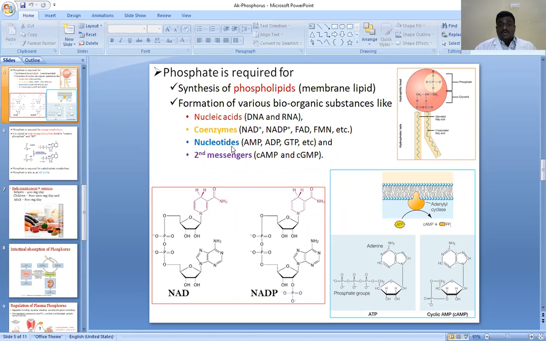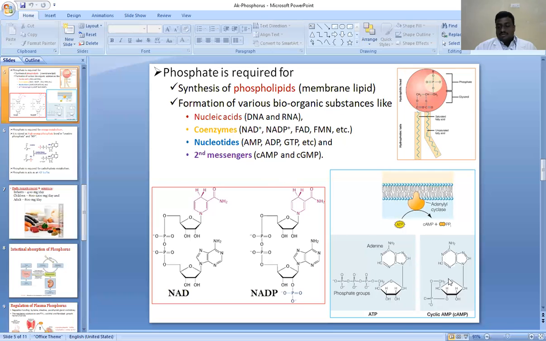Next one is nucleotides: adenosine monophosphate, adenosine diphosphate, guanosine triphosphate. These are all nucleotides. So nucleotides also contain phosphate ions. So here you can see cyclic adenosine monophosphate. It is a second messenger.